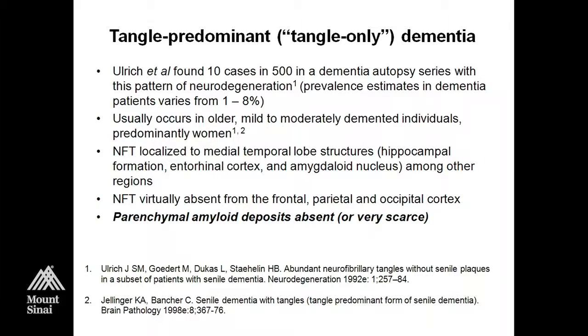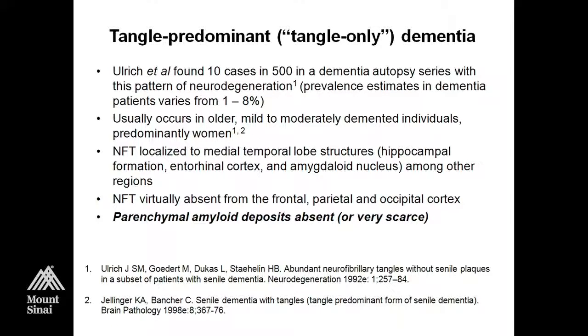And so while this was happening, I was at Columbia, and I became aware of an entity that was better known among neuropathologists, not so much outside of our field, of something called tangle predominant dementia or tangle-only dementia. And this was first described in 1992 by Ulrich et al. in a large autopsy series in Europe, where they found 10 cases, predominantly women, who developed massive numbers of neurofibrillary tangles localized to the medial temporal lobe.